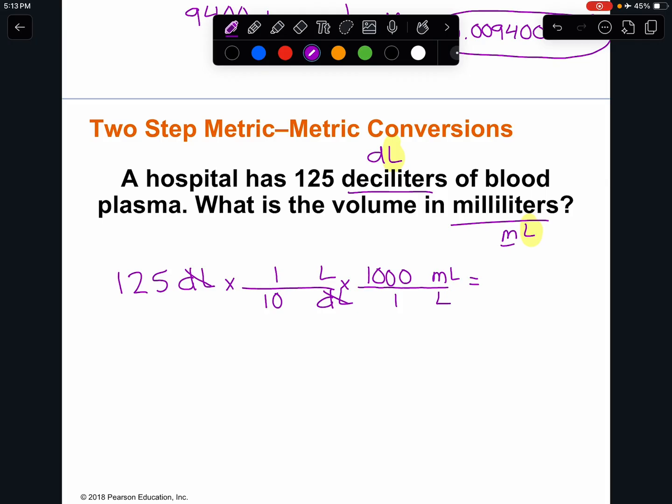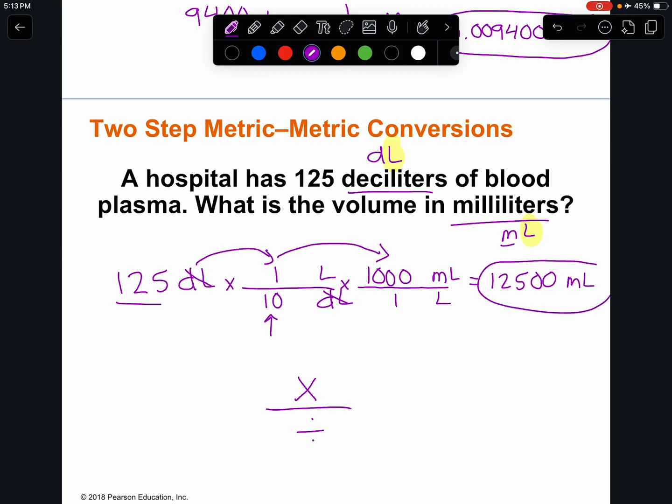Now, how to do the math here? If I were you, I'd take 125. You could multiply by 1 if you wanted. I do skip that. You could multiply by 1,000 and get an answer, and then you could divide by 10 here and get an answer. Try that. Or you could take 125 divided by 10 because that's the first fraction bar, get an answer, multiply by 1,000. So again, we are multiplying by anything on the top and we are dividing by any numbers on the bottom. Okay, so do that on your own and make sure you're getting the same answer I am. So I got 12,500 milliliters.